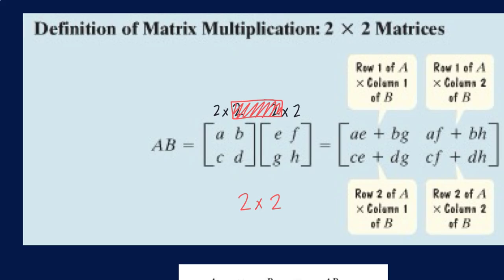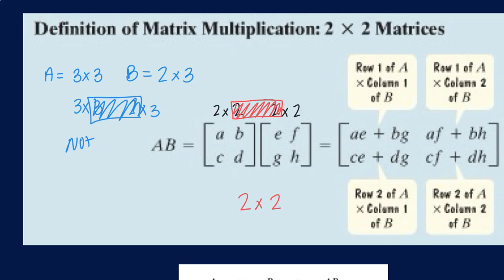Just giving you an example of what cannot work. Let's say one of my matrices is 3 by 3 and one is a 2 by 3. If I write them out, 3 by 3 and 2 by 3, these do not have the same inner, so this would not be possible. The most important thing is they have to have the same inner.